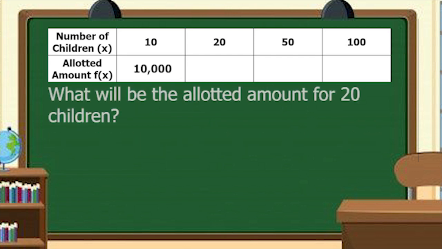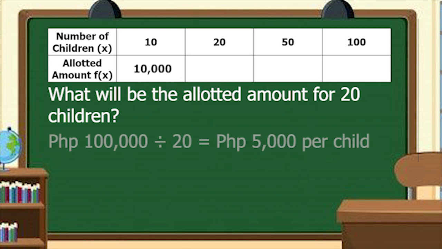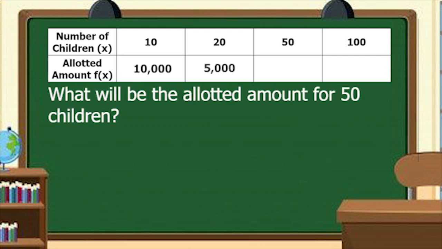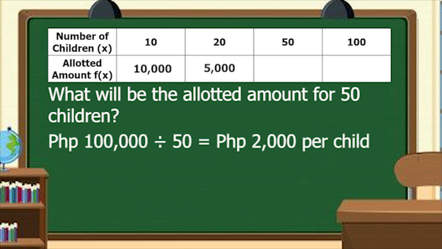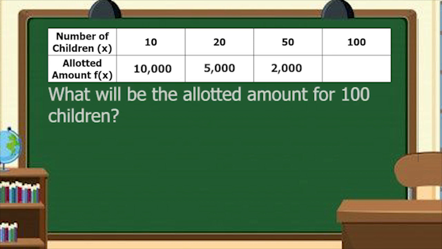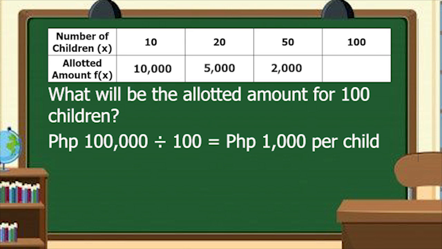If there are 20 children, there will be 5,000 pesos given to each child, because 100,000 divided by 20 is 5,000. What if there are 50 children? That's correct. 100,000 divided by 50 is 2,000 pesos. And if there are 100 children in the barangay, the amount allotted to each child is 1,000 pesos, because 100,000 divided by 100 is 1,000 pesos.